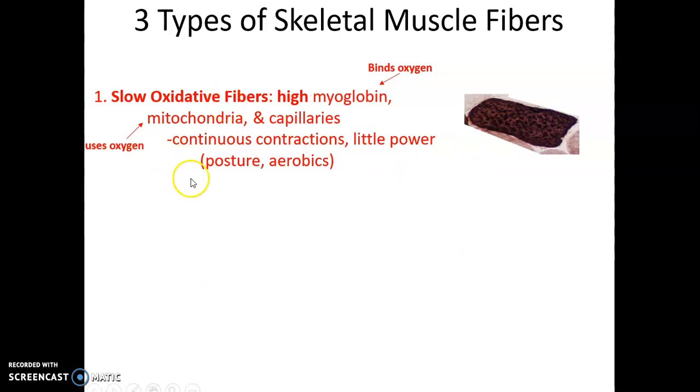And slow oxidative fibers allow for continuous contractions. These muscle fibers can contract for extremely long periods of time. However, they generate very little force, so there's little power to them. So these might be important for the muscles that give us our posture, constantly contracting but not really generating a lot of force, and perhaps the muscles used in aerobics.